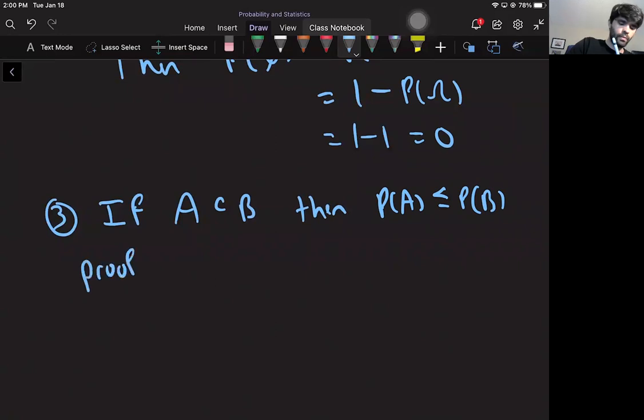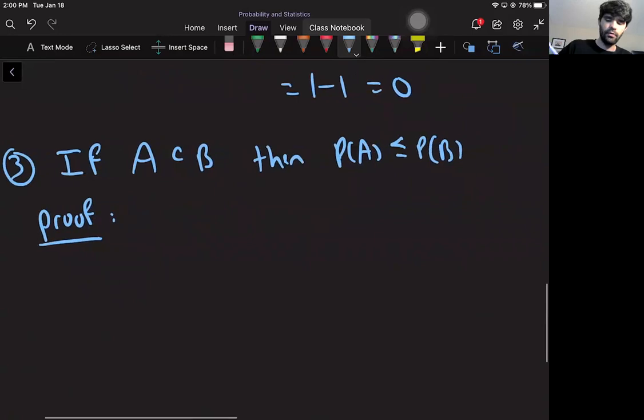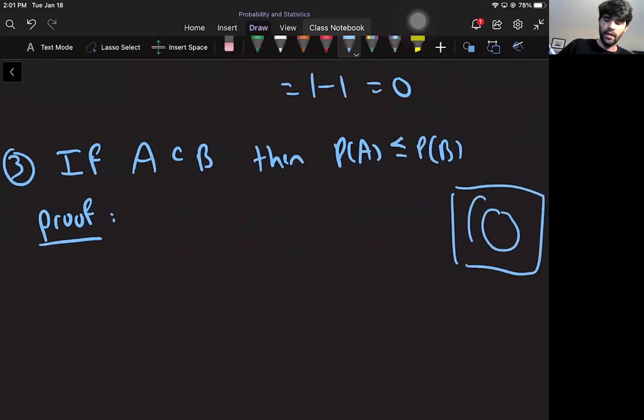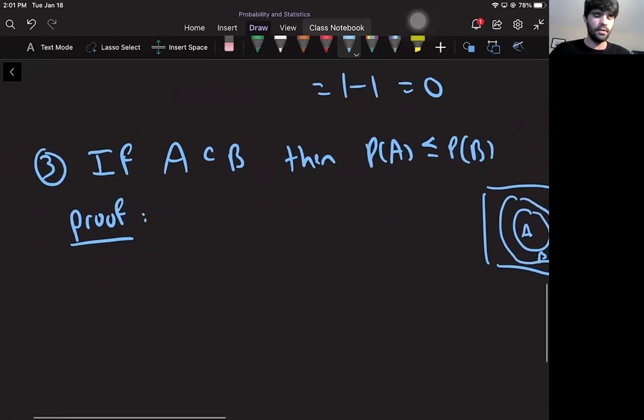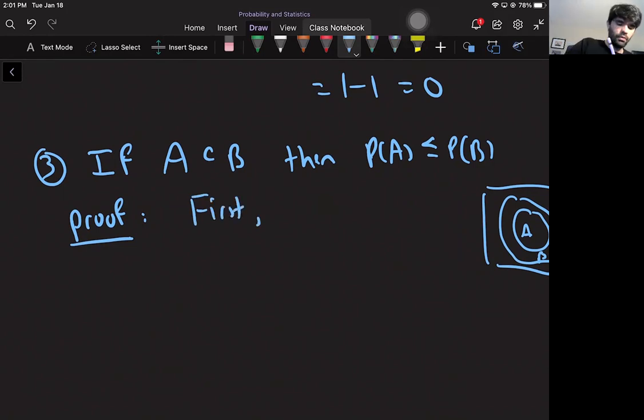So let's prove it visually. This one's really easy if you just think about it visually, like I did before. A is inside of B, so it's got less area in it automatically, so it's got less probability of happening. But a more formal proof is trickier. What we're going to do is use this trick that you can always do.